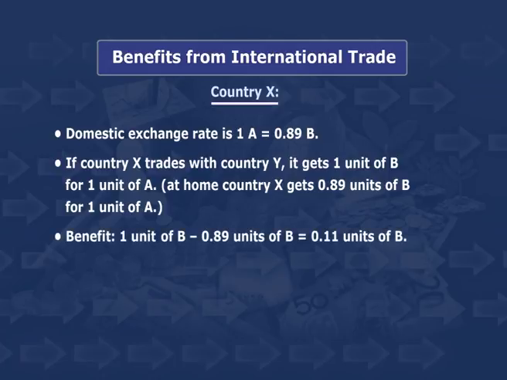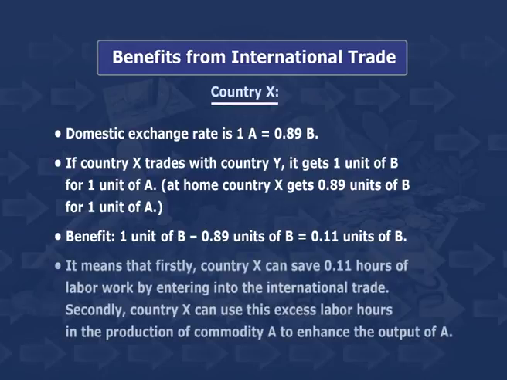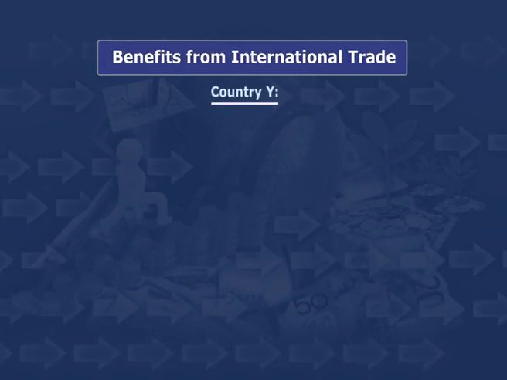Benefit of country X is 1 unit of B minus 0.89 units of B, equivalent to 0.11 units of B. It means that firstly, country X can save 0.11 hours of labor work by entering into international trade. Secondly, country X can use this excess labor hours in production of commodity A to enhance the output of commodity A.